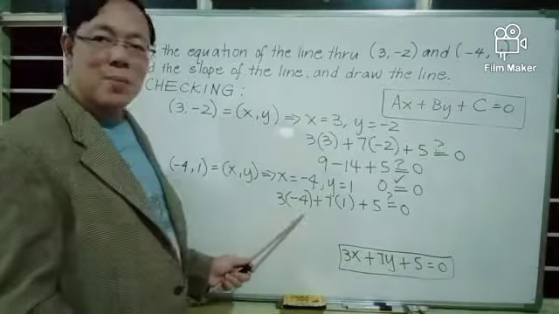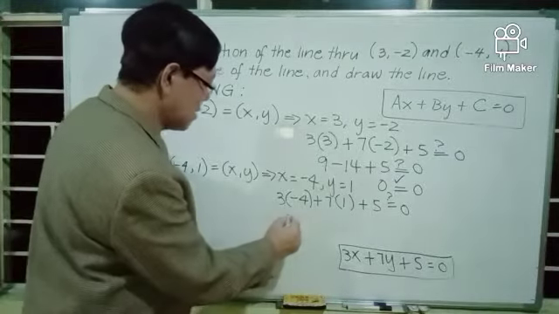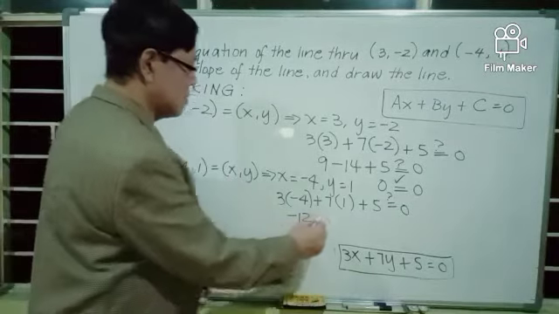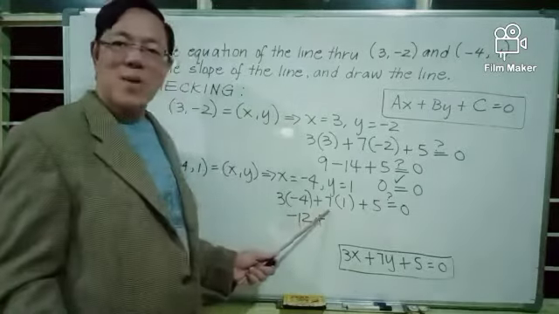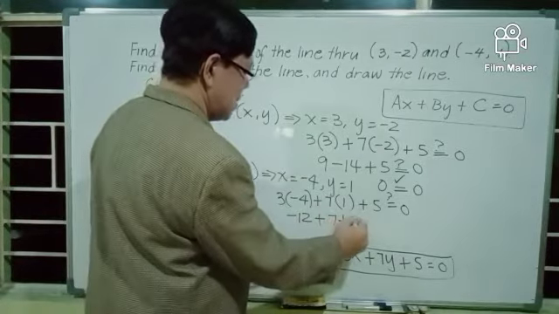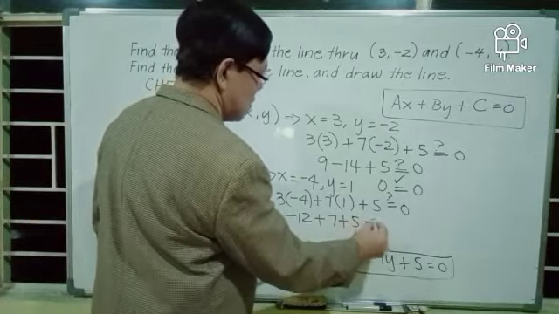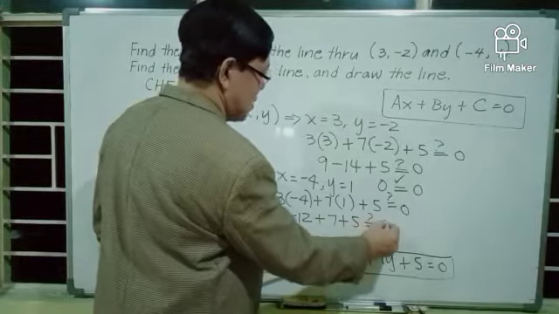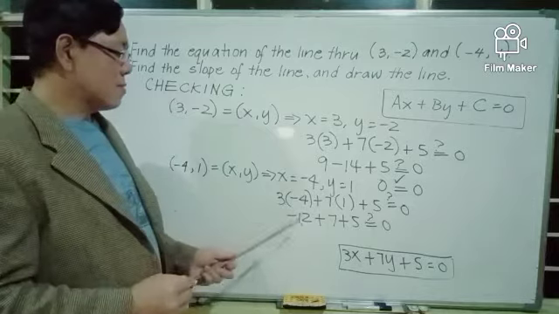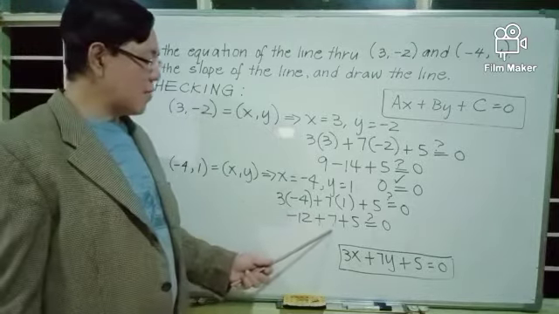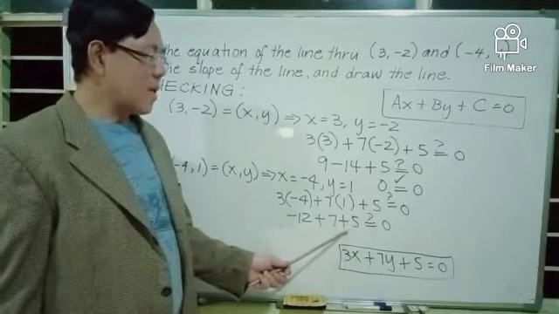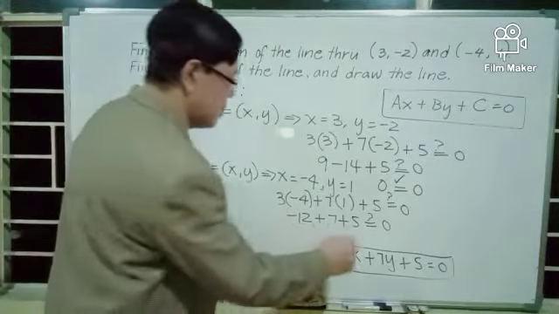We have 3 multiplied by negative 4 is negative 12, plus 7 multiplied by 1 is 7, plus 5. We want to check if that will give us a sum of 0. Negative 12 plus 7 is negative 5, and negative 5 plus 5 is 0.